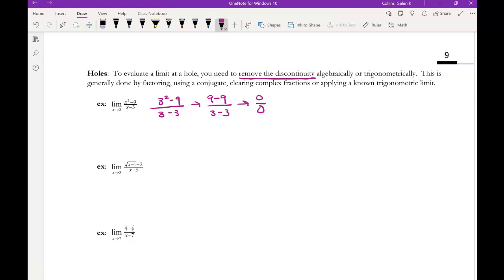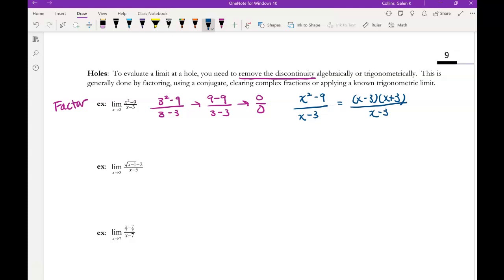All right, so the first skill is factoring. And this is an example where we can factor either the numerator or the denominator. And in this case, we can factor the numerator. So since x squared minus 9 can be factored into x minus 3 times x plus 3, remember that's called a difference of squares, and then x minus 3 is just our denominator.